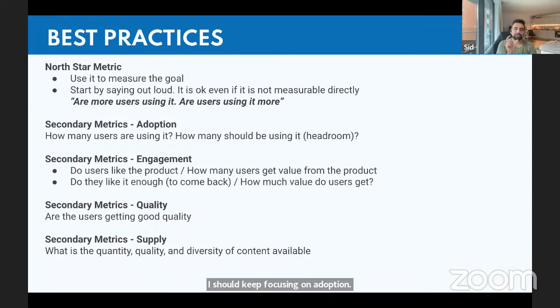So looking at adoption as a raw number or as a raw percentage doesn't give you an idea of headroom. So always have both metrics in mind so that you know if this should still be a focus area or not.